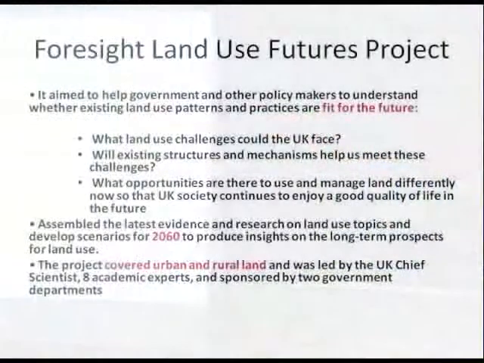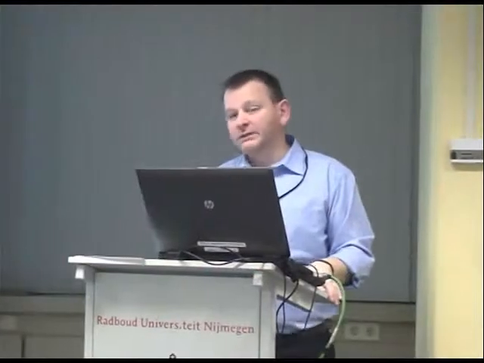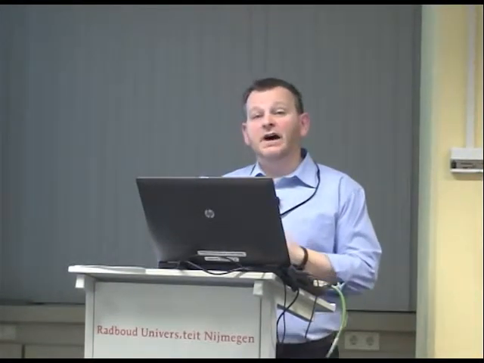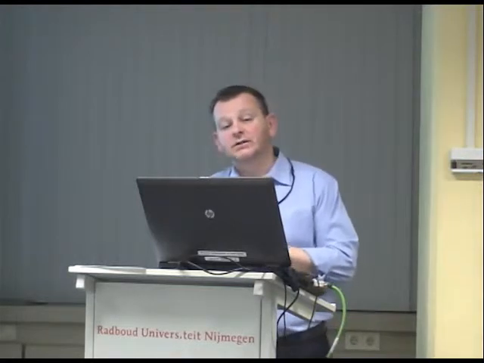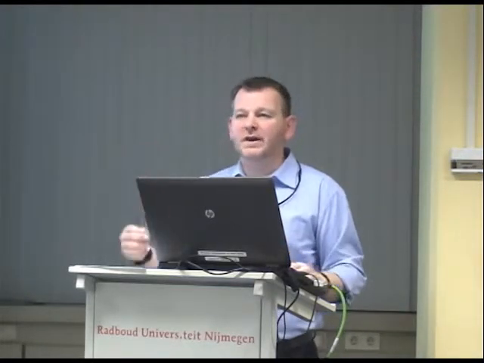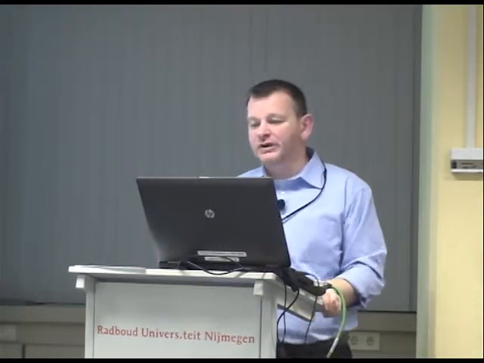So, regional disparities there. Well, anyway, all this was taxing the minds of government and politicians, and so in 2007-2008, a former minister, David Miliband, who was Environment Minister at the time, asked the chief scientist in the UK to come up with a project which would look at this long-term perspective of how much land we would need. It's called the Foresight Land Use Futures Project.